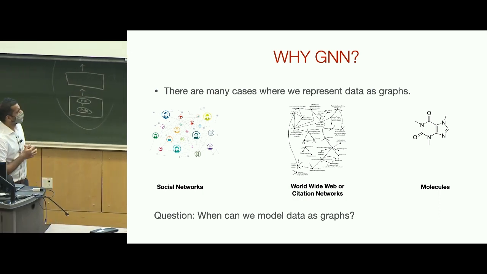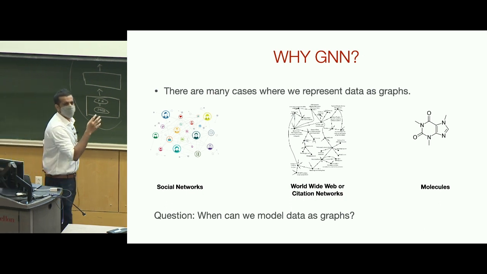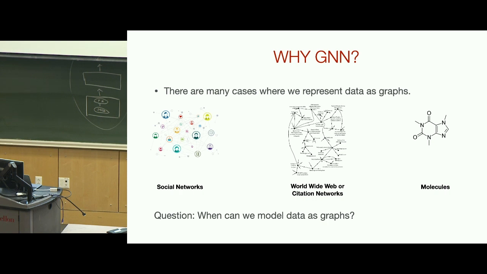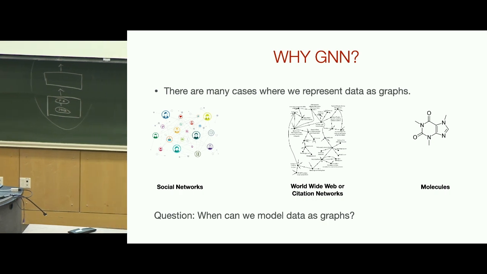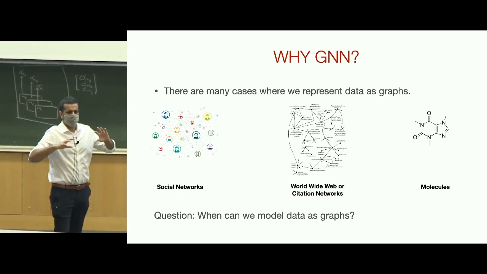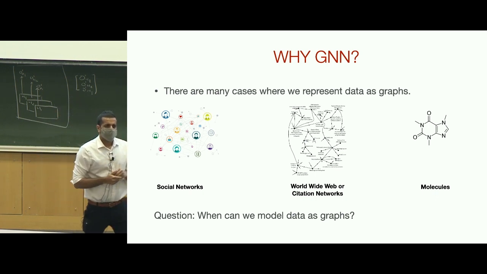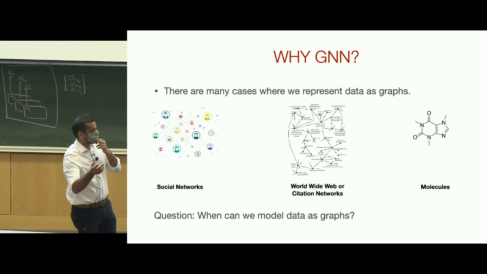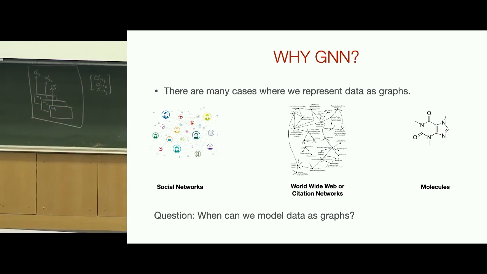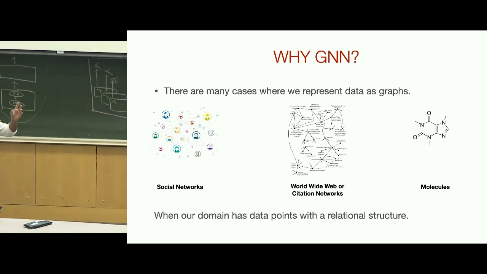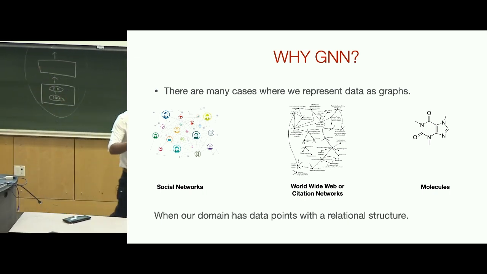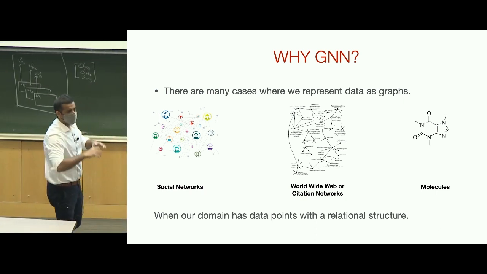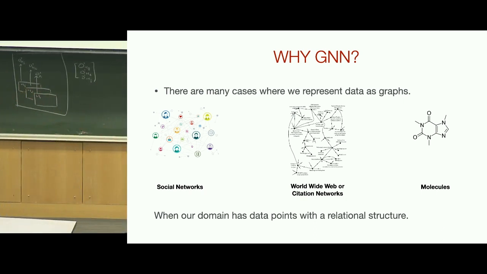I guess a question I want to ask is, looking at these 3 examples of when we model data as graphs, can you come up with a general situation where you can represent data in the form of such graphs? Yeah. When information is captured in the relationships between 2 entities. Exactly, yeah. So in any situation where we have data points and a relational structure between them, some relation between the data points, we can represent that scenario as graphs.